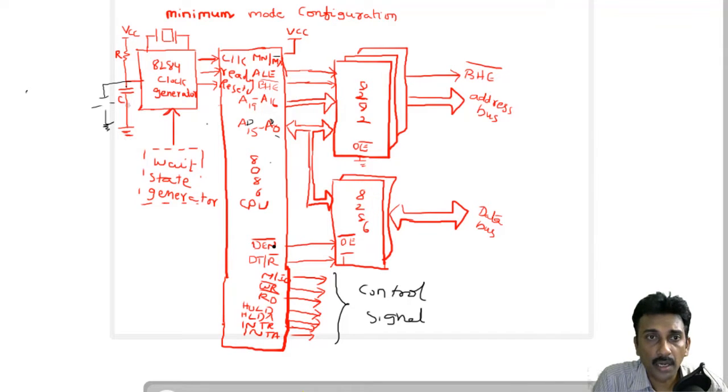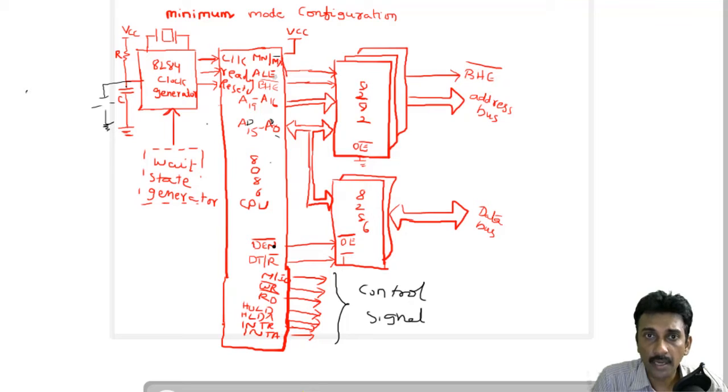One RC circuit is connected here to the 8284 clock generator to send the reset signals, and a crystal oscillator is used for generating the different types of signals like clock, ready and reset signals. MN/MX bar is tied high to run the processor in minimum mode configuration. MN/MX bar is 0 for maximum mode configuration.